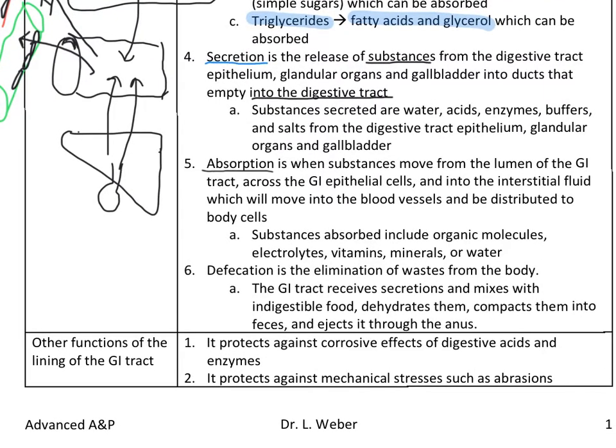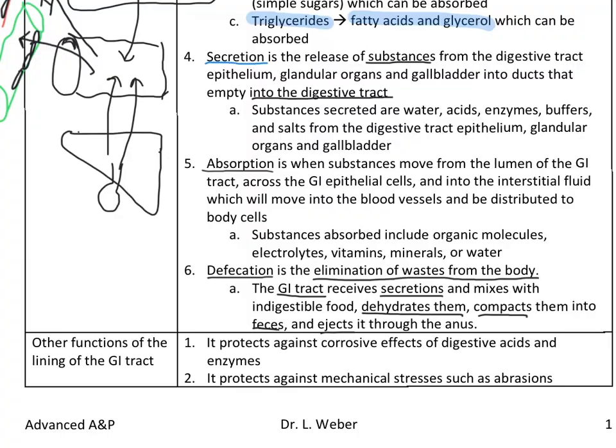And then the last function is defecation. And defecation is the elimination of wastes from the body. So the things that don't get absorbed are going to stay in the GI tract, and they're going to mix with secretions, and then the GI tract will dehydrate them and compact them and make them into feces, and then feces will get ejected through the anus.